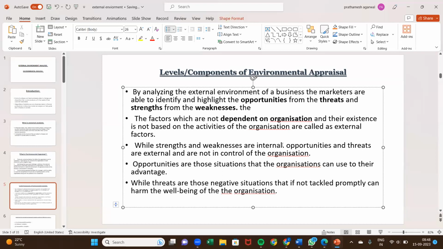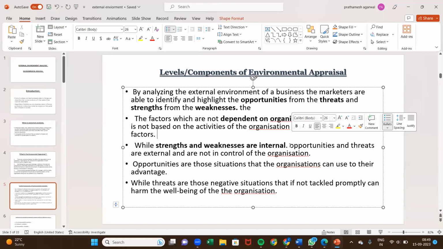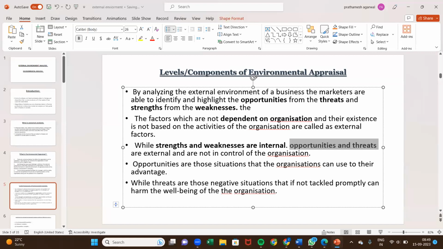Now see here. When we do the SWOT analysis, we have seen strengths, weaknesses, opportunities, and threats. Strengths and weaknesses are internal, opportunities and threats are external, and opportunities and threats are not in the control of the organization. Opportunities are those situations that the organization can use for their advantage. So it becomes a positive situation, while threats are those negative situations that, if not tackled promptly, can harm the well being of the organization.